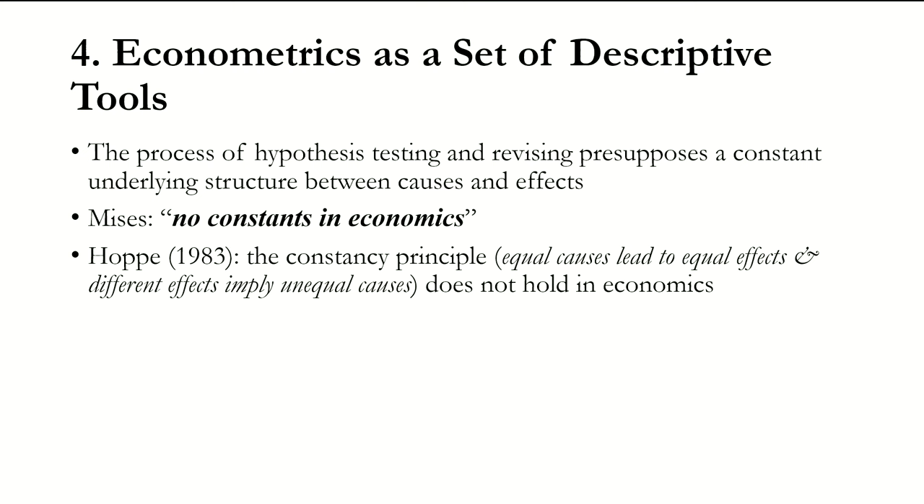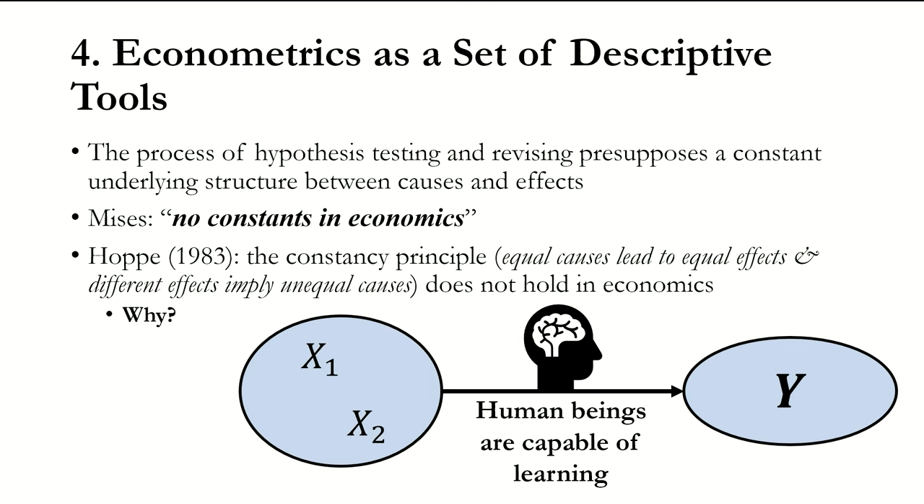Why does it not hold? That's the important question. And the answer that Hoppe gives is very intriguing. It's very simple, but all the more elegant because of its simplicity. Between these measurable variables that we think of as causes and the measurable variables that we think of as effects, there is, in economics and the social sciences in general, a human actor. And human actors can learn. That's very important. And they have an ability to learn.